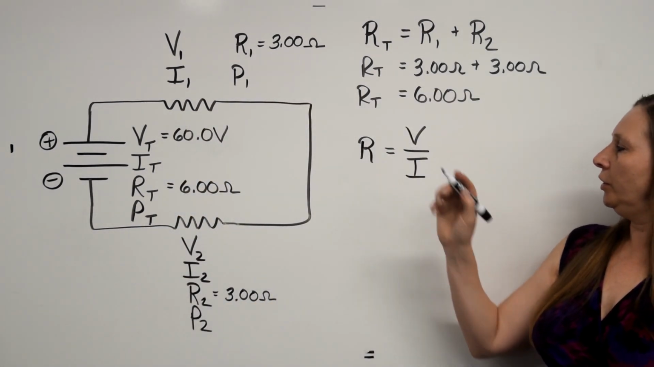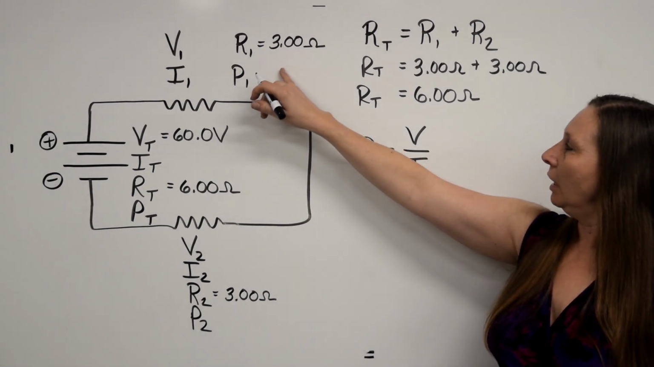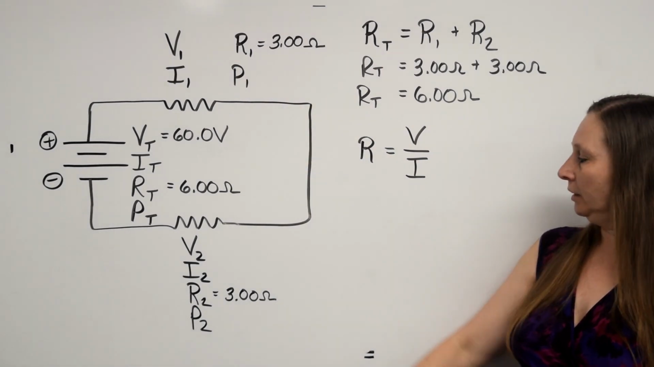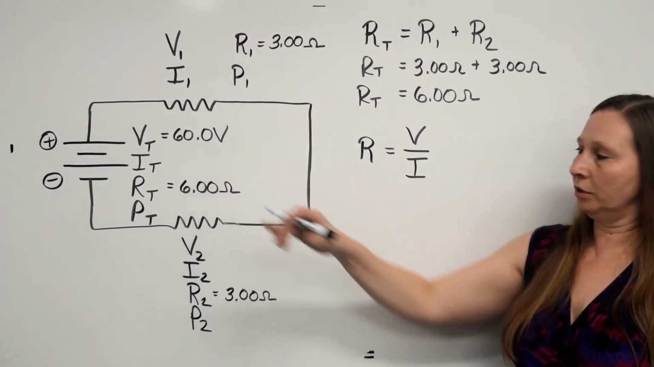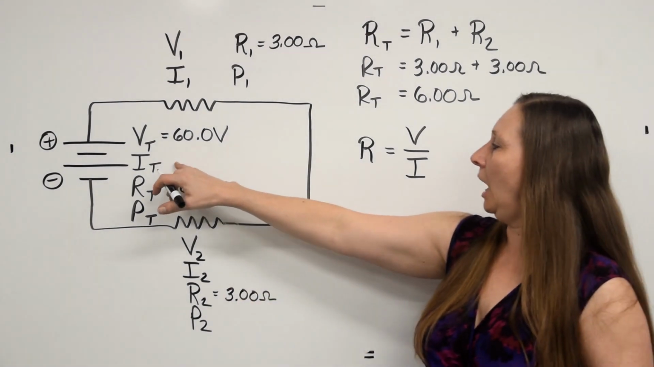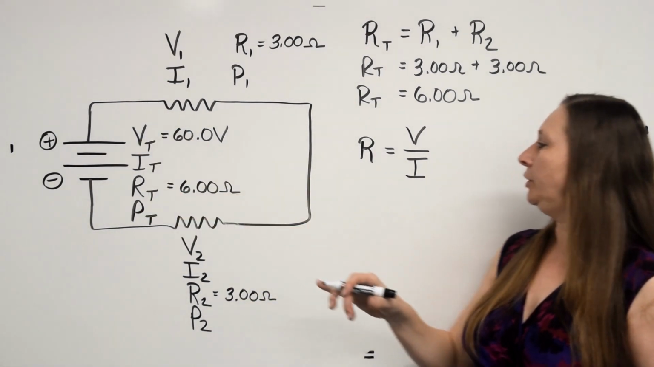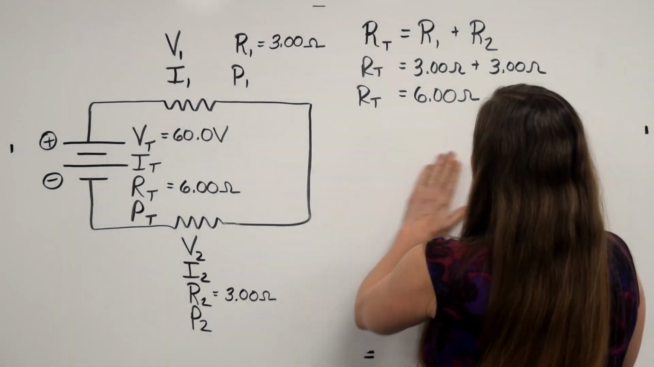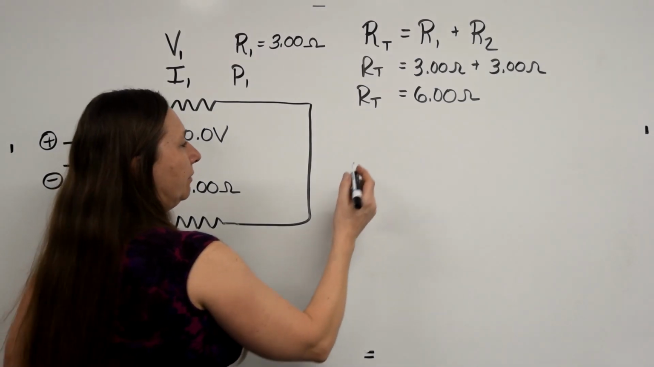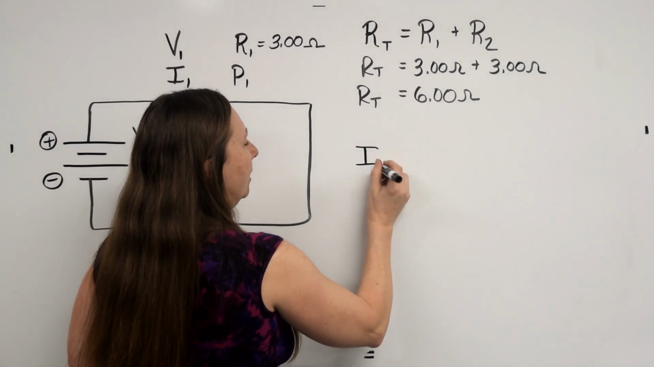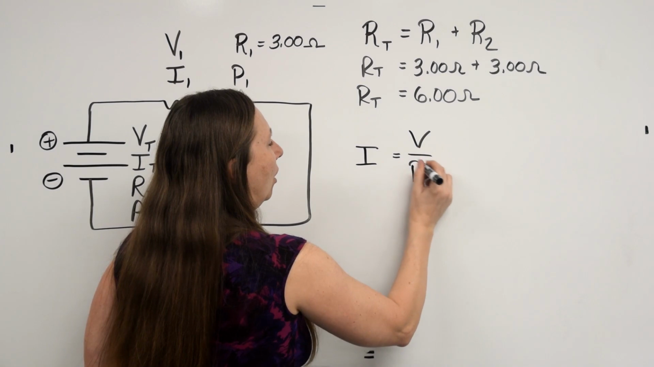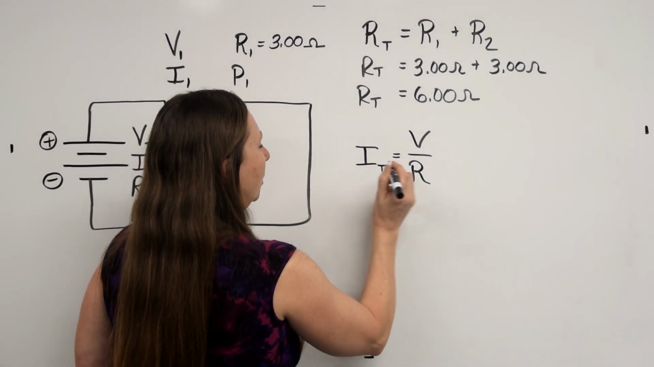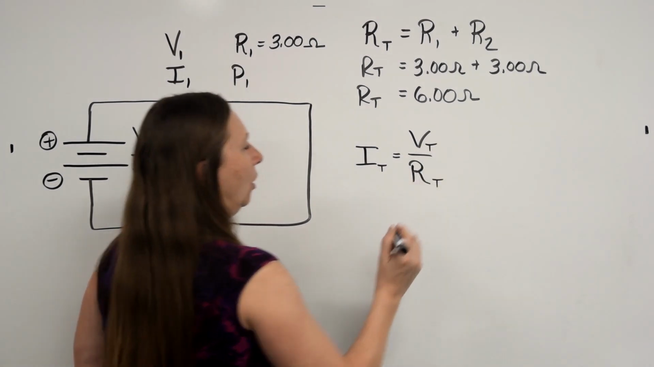Now, are you going to use it for the first resistor? Do you have enough information here? Probably not. Second resistor, no. But look at the totals. You can find I total because you have V total and R total. So we're going to switch I and R, switch the inverses. So I equals V over R. And we're trying to find I total. So it's going to be I total equals V total over R total.